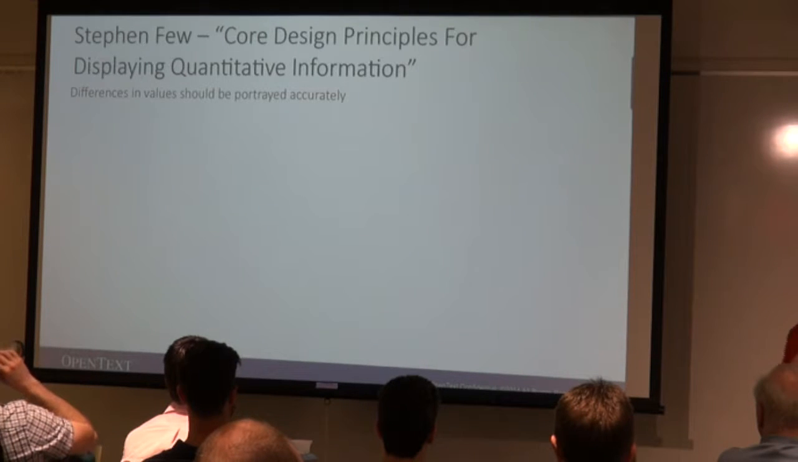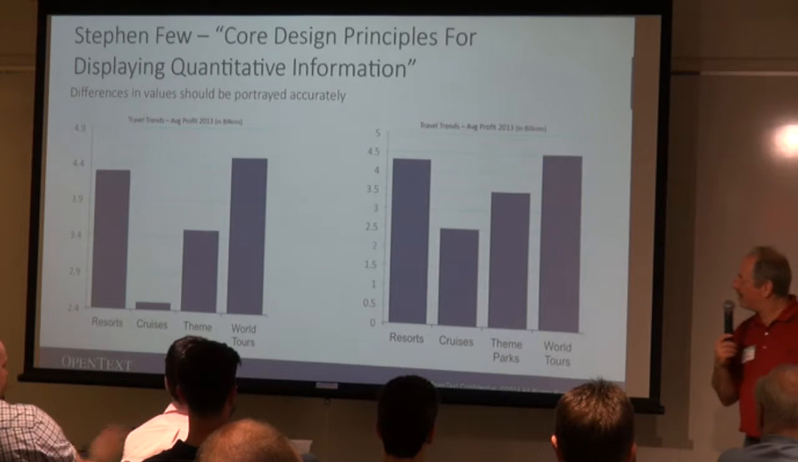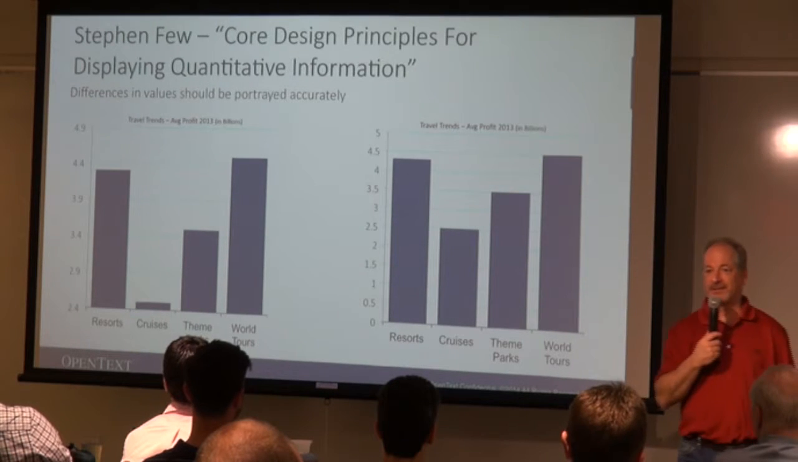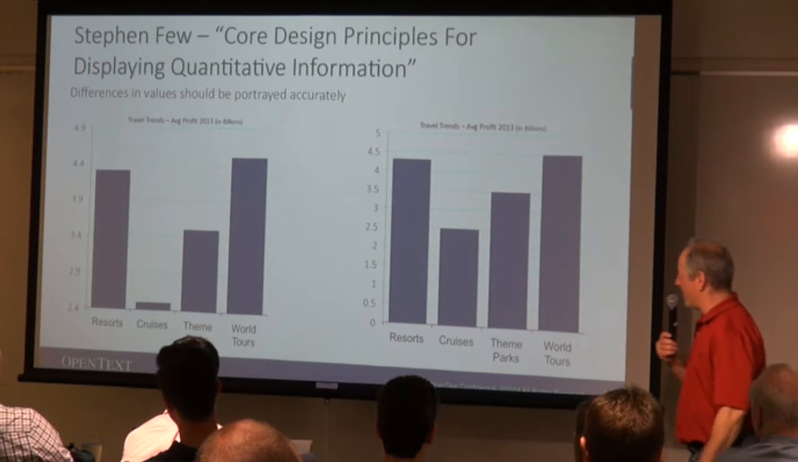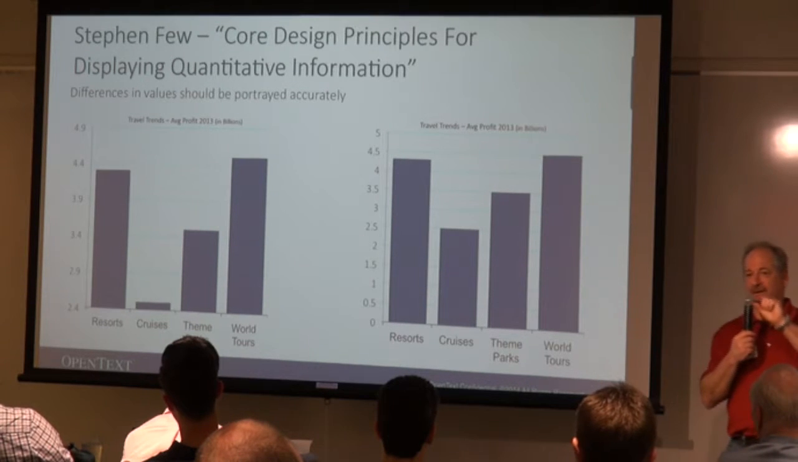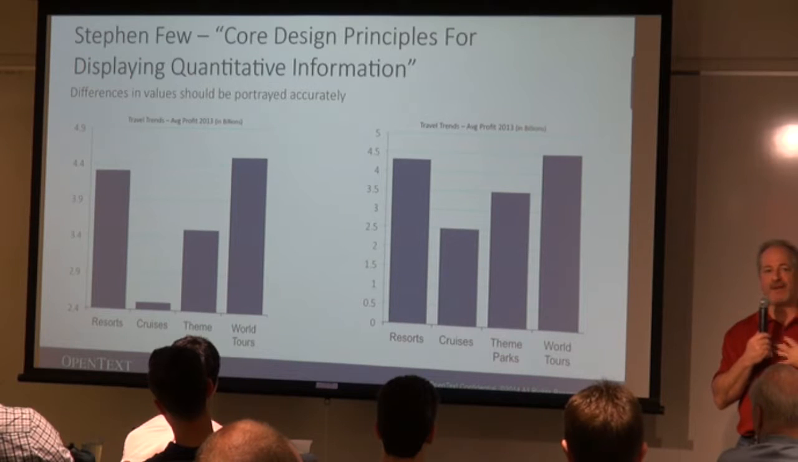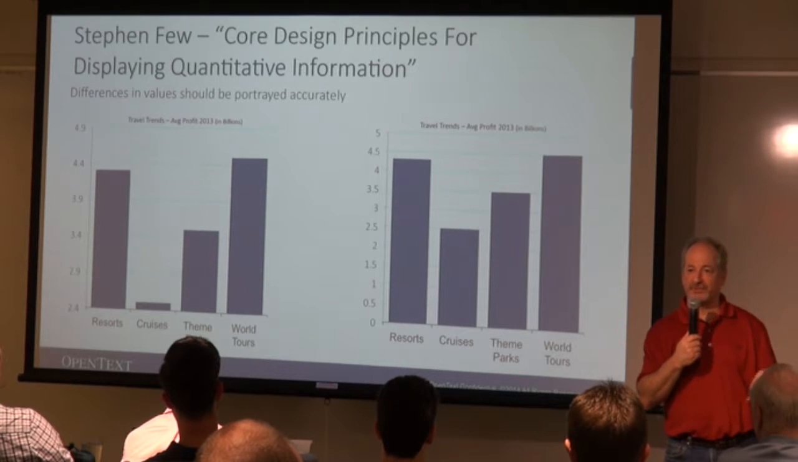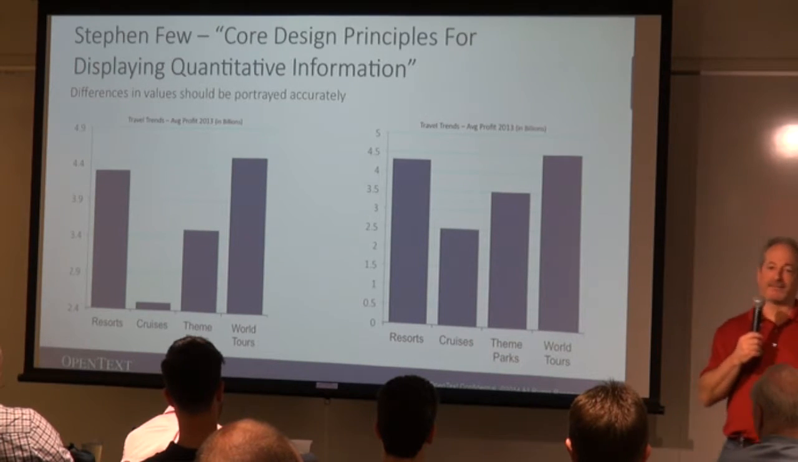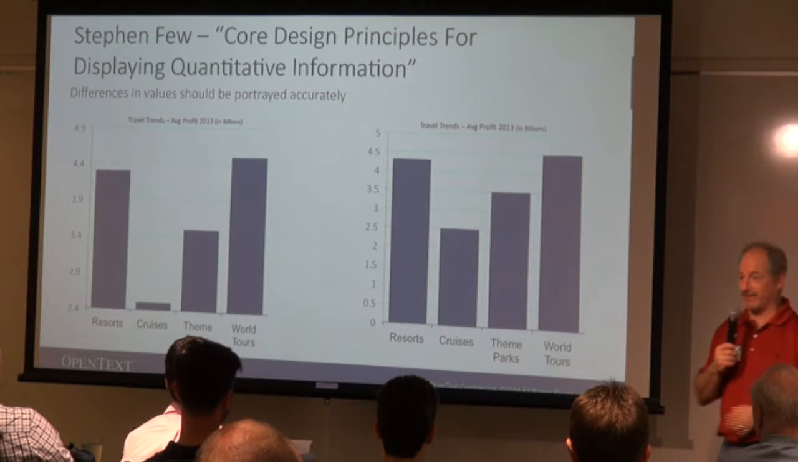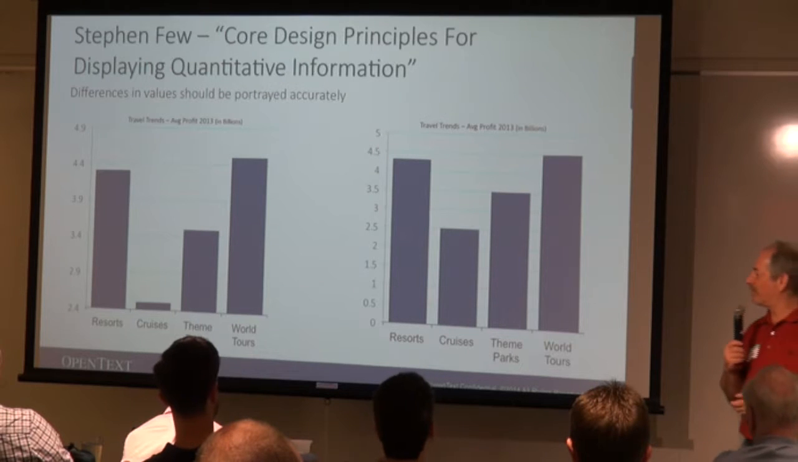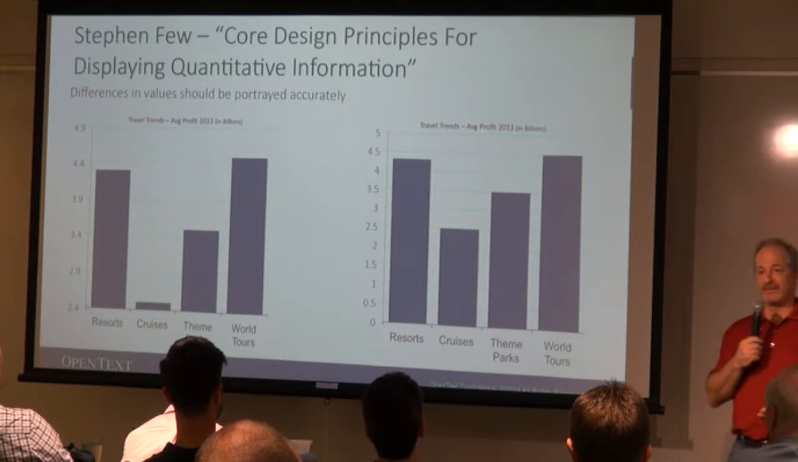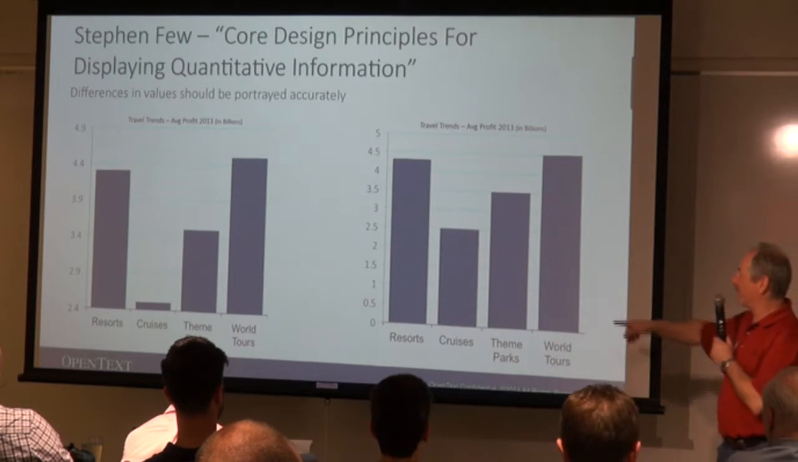Differences in values should be portrayed accurately. These two charts are showing exactly the same numbers. In the chart on my right, cruises looks very small. So if I was in the cruise industry and I wanted to go to government and ask for a handout or tax benefits, I'm going to show the chart on the right and say, oh, we are poor cruises, we're not making a lot of profit, please help us. Whereas in reality, they're not too bad.